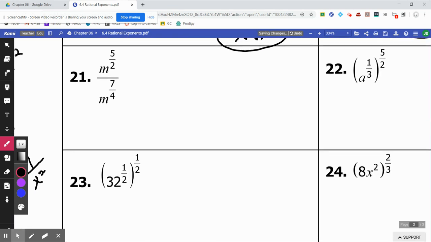Number 21. Anytime you're dividing, you're going to subtract your exponents.